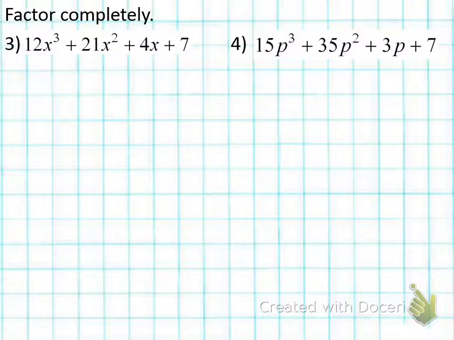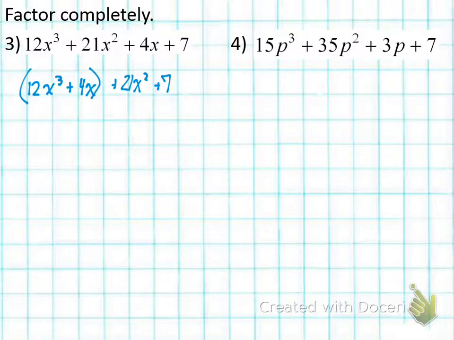So let's try that out. It's got 12x cubed, and we're just rewriting this, plus 4x. We're doing this together. Hopefully you're following along with me. Plus 21x squared plus 7. Okay? So now we've rearranged things around. They're not in descending order, but that's okay. And we're going to put parentheses around each of these, right? It's a positive 21, so we're going to put a plus sign in between for sure because it's still a big addition expression, okay?